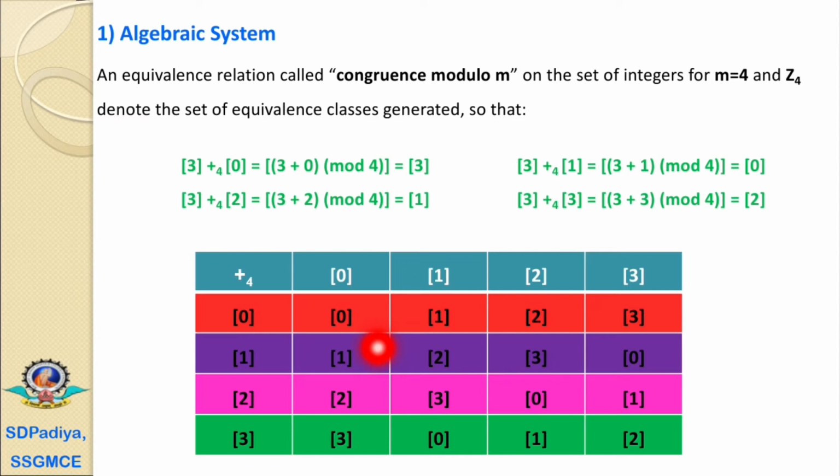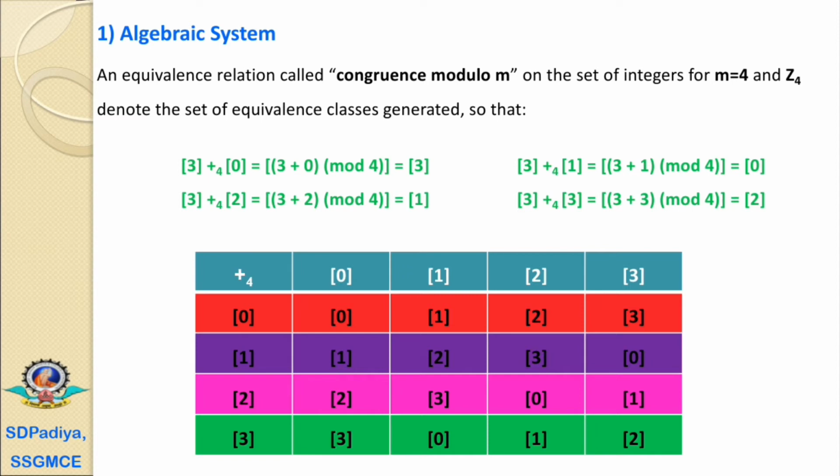1 plus 0, 1, 1 mod 4, 1, 1 plus 1, 2, 2 mod 4, 2, 1 plus 2, 3, 3 mod 4, 3, 1 plus 3, 4, 4 mod 4, now it is equal to 0. For the third row, 2 plus 0, 2, 2 mod 4, 2, 2 plus 1, 3, 3 mod 4, 3, 2 plus 2, 4, now 4 mod 4 is equal to 0.